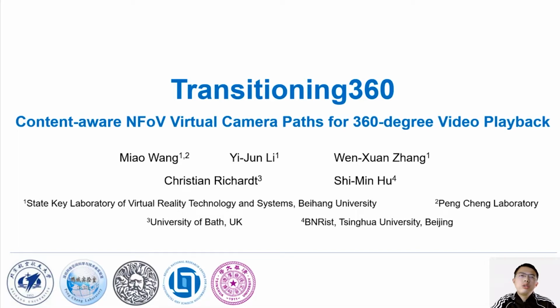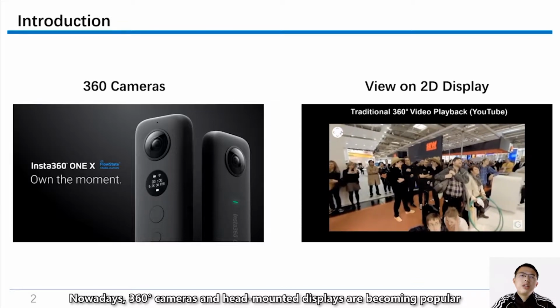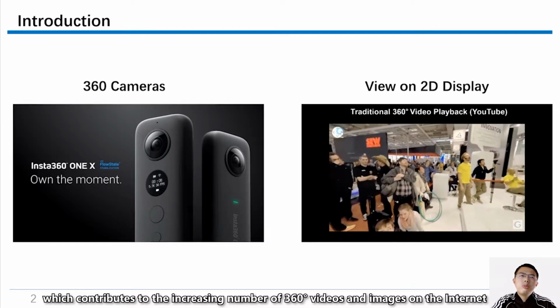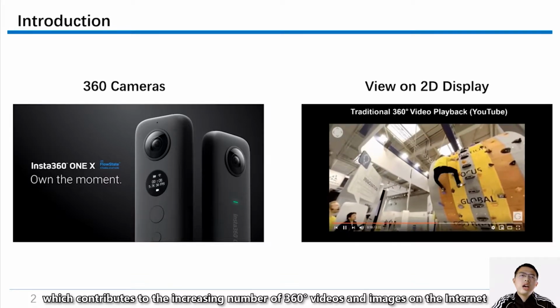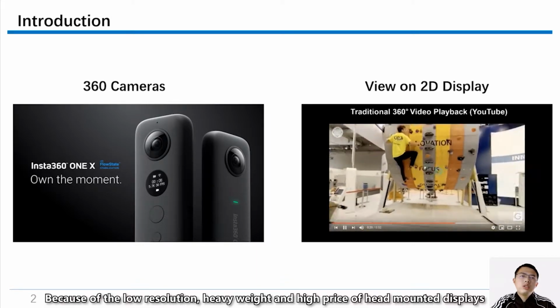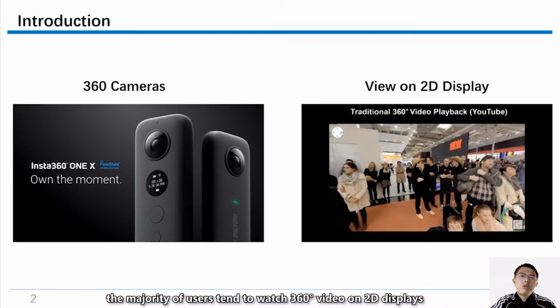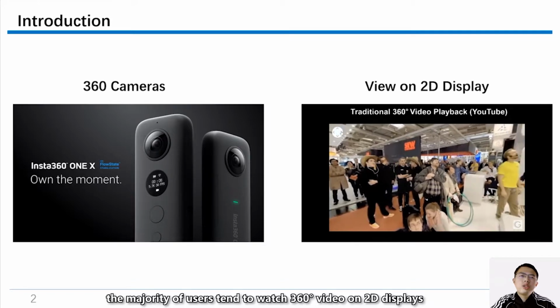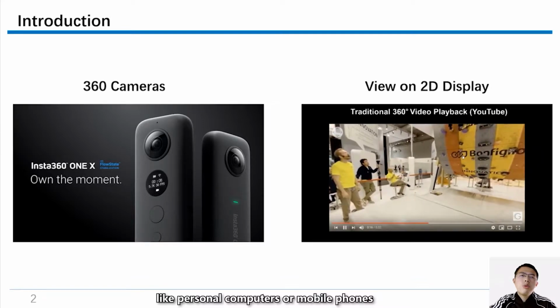Today I'll introduce Transitioning360: Content-Aware Normal Field of View Virtual Camera Passes for 360-degree video playback. Nowadays, 360 cameras and head-mounted displays are becoming popular, which contributes to the increasing number of 360 videos and images on the internet. Because of the low resolution, heavy weight, and high price of head-mounted displays, the majority of users tend to watch 360 video on 2D displays, like personal computers or mobile phones.